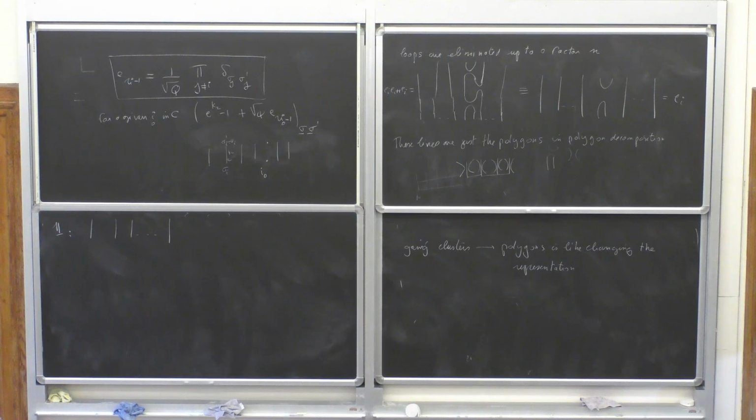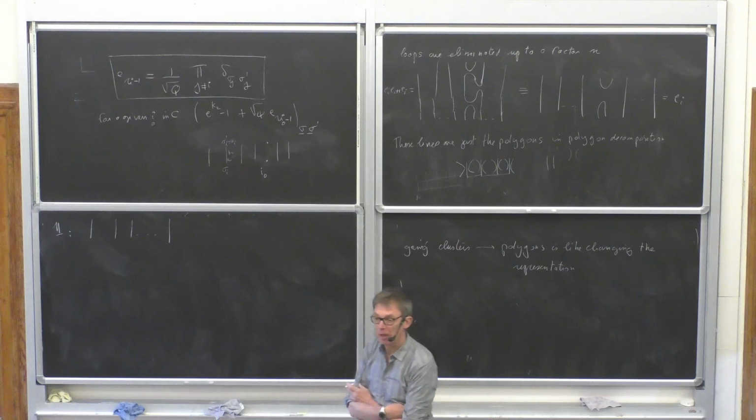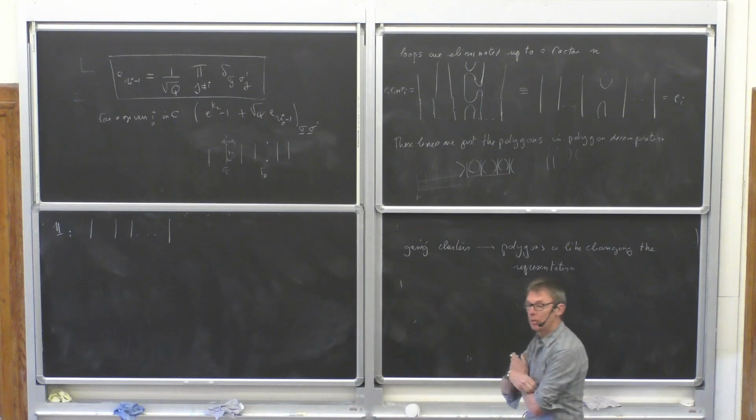The model of loops, you mean? N, yes. Yes, if we have more loops, we have n per loop. N per loop, because this is what I mean when I say going from clusters to polygons is like changing the representation. When we wrote the partition function of the Potts model as a sum of polygons, as a loop model, we had square root of q per loop. We had n per loop. That's exactly what we're having here.